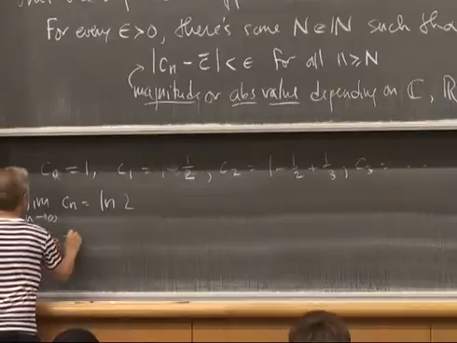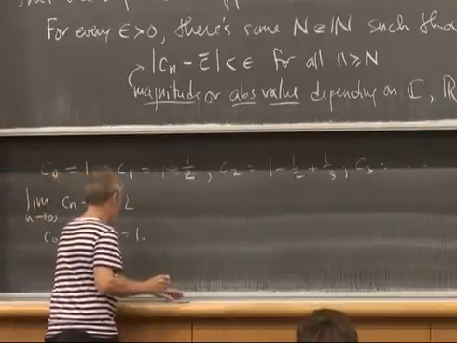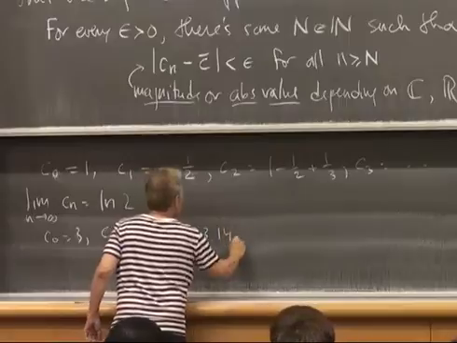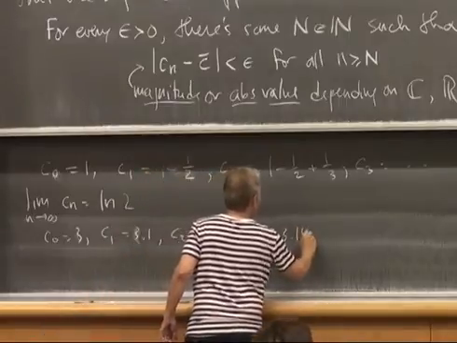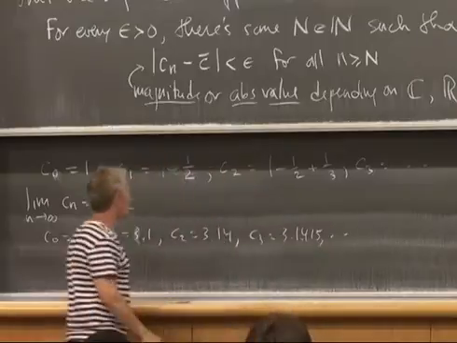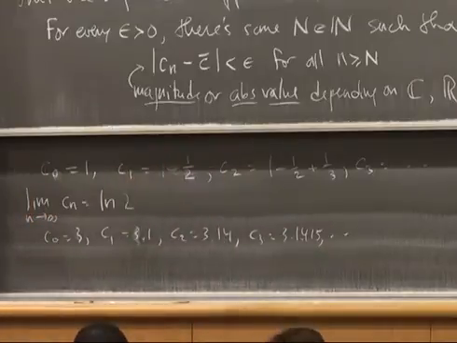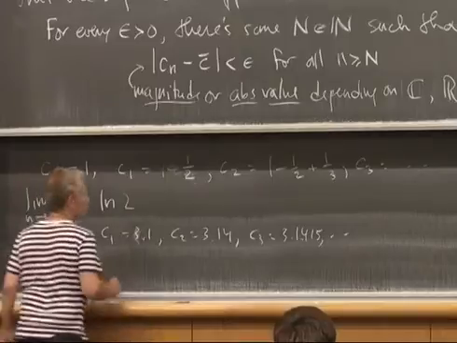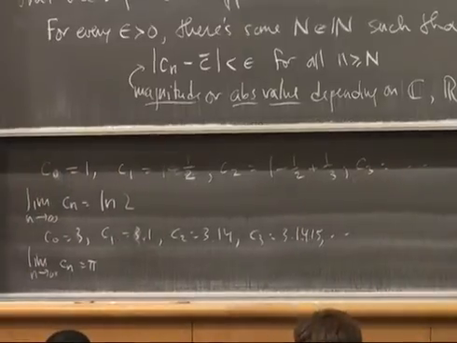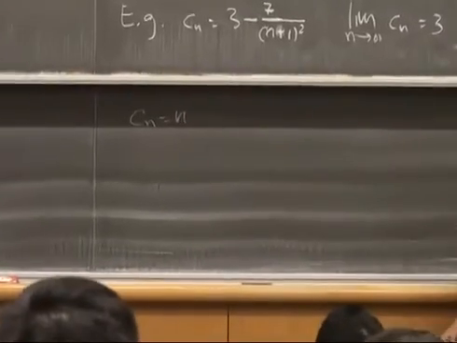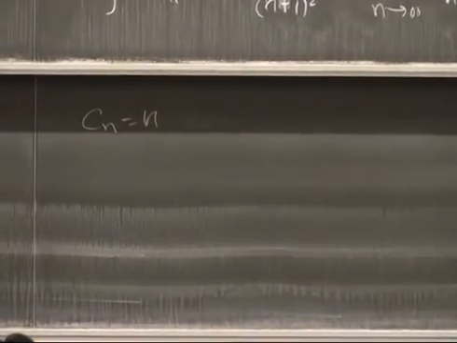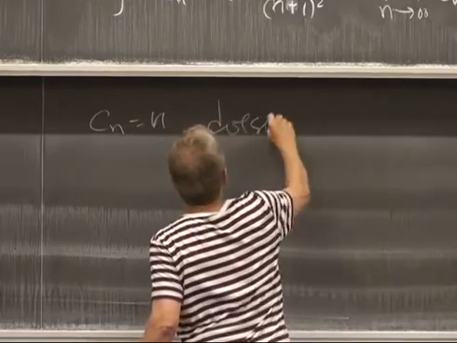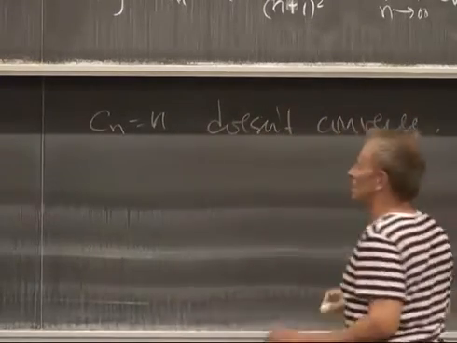How about this one? C_0 equals 3, C_1 equals 3.1, C_2 equals 3.14, C_3 equals 3.1415, and so on. What does that converge to? Guess. Pi. Okay. How about C_n equals n? Does that sequence converge? No, doesn't converge. All right, so you all know about convergent sequences. So we can check that off.